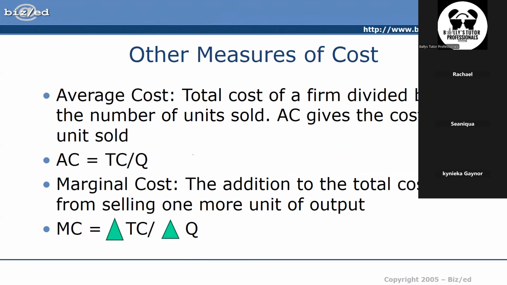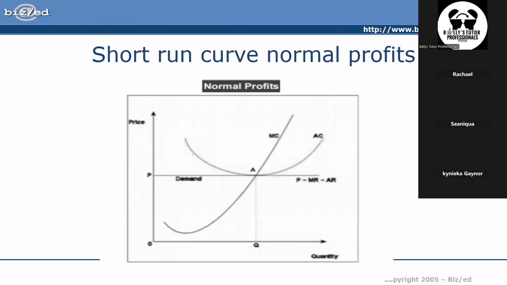We know our average cost and our marginal cost from before. Average cost is total cost divided by quantity. A marginal cost is the cost to produce one additional unit, right?